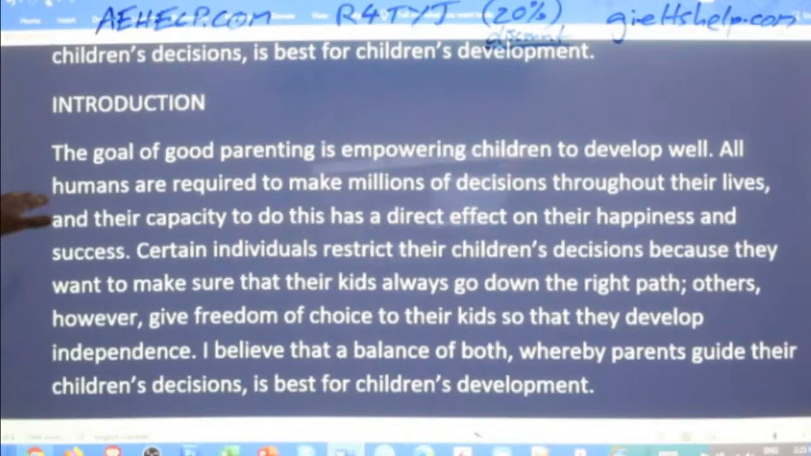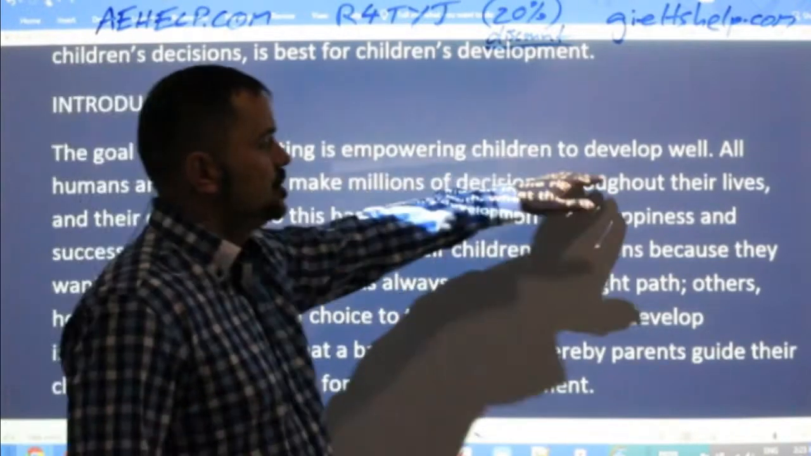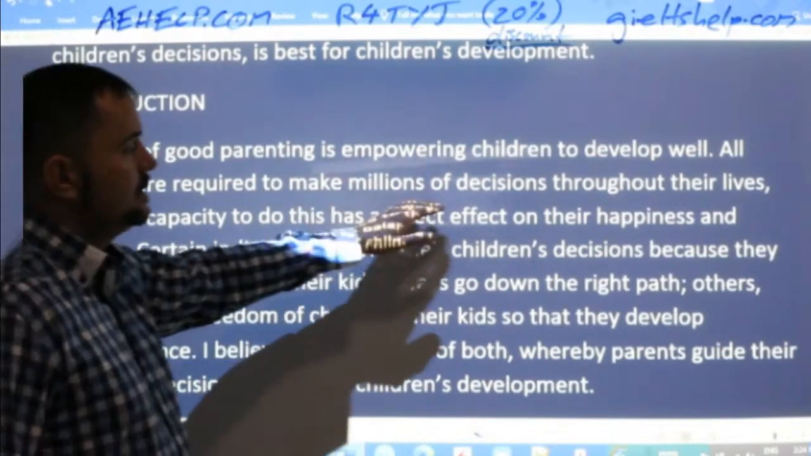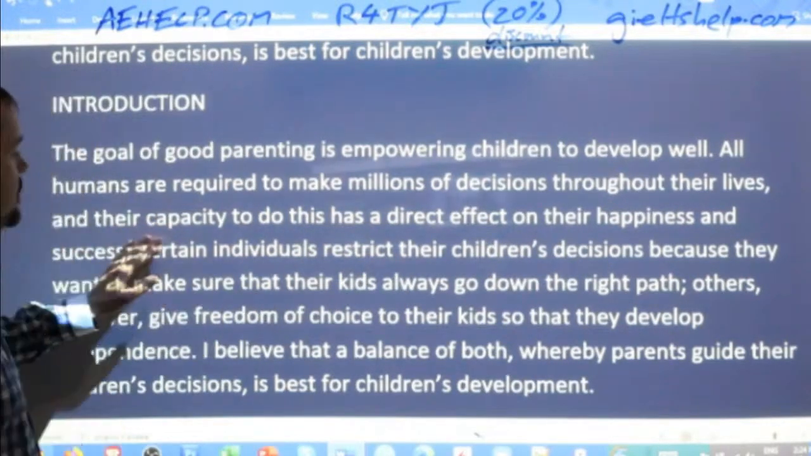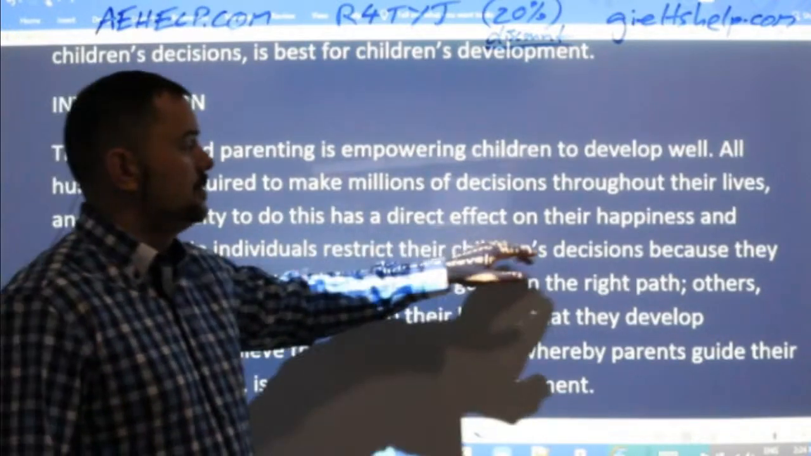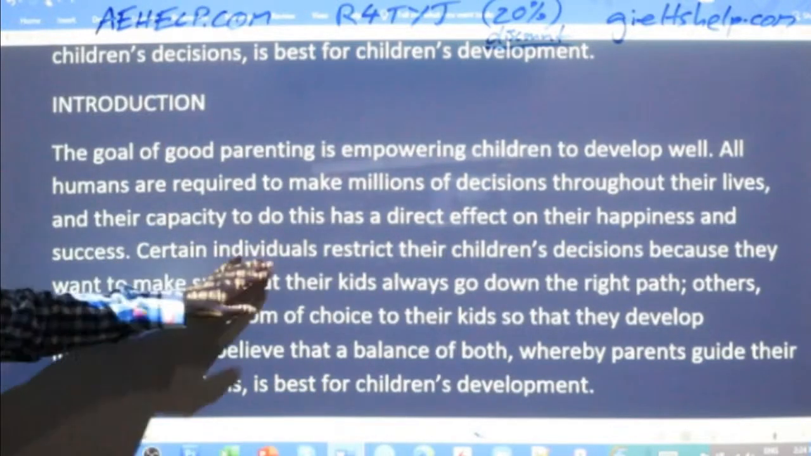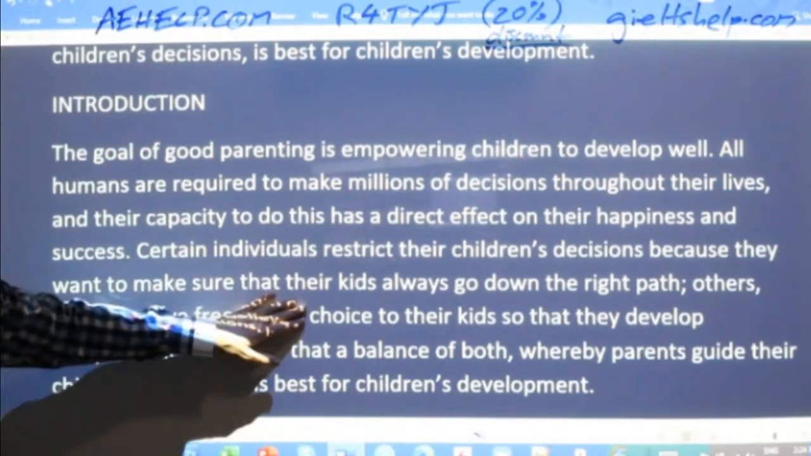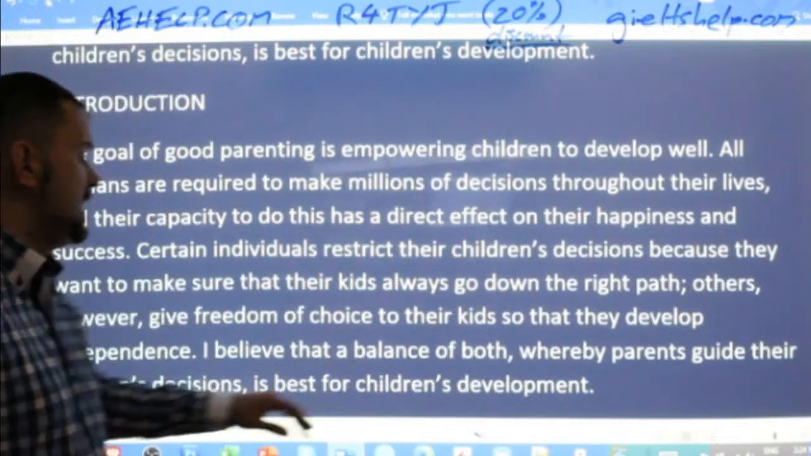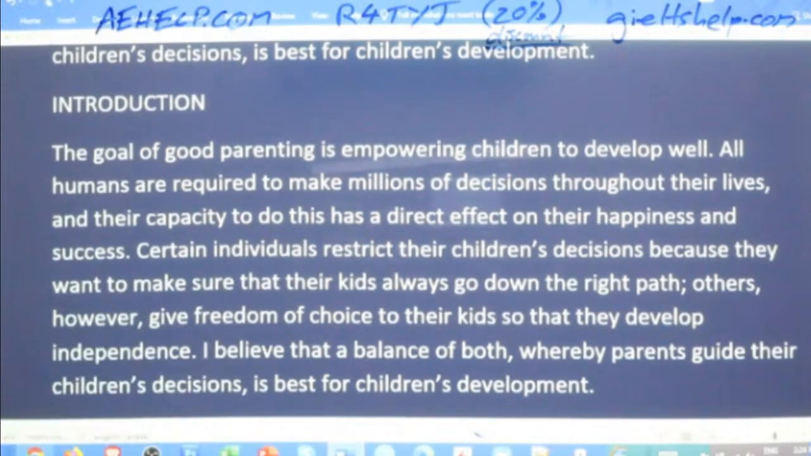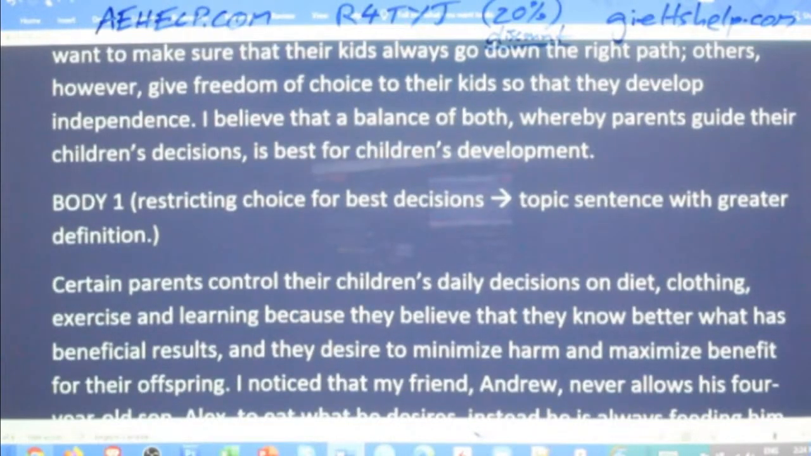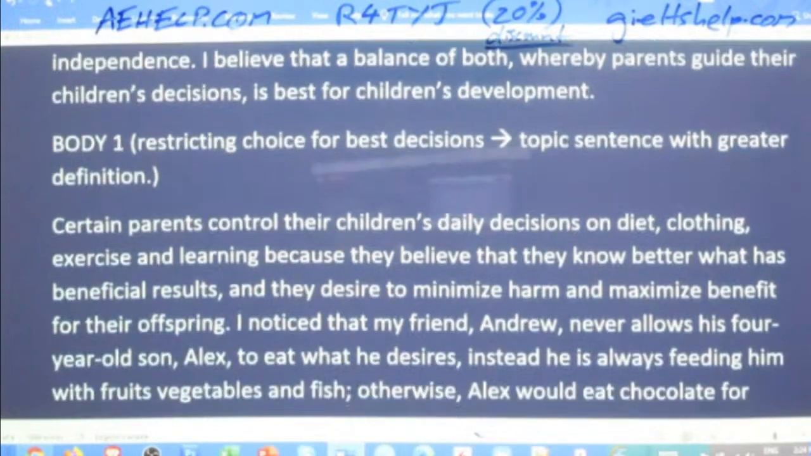Here we go. So the goal of good parenting is empowering children to develop well. All humans are required to make millions of decisions throughout their lives, and their capacity to do this has a direct effect on their happiness and success. Certain individuals restrict their children's decisions because they want to make sure that their kids always go down the right path. Others, however, give freedom of choice to their kids so that they develop independence. I believe that a balance of both, whereby parents guide their children's decisions, is best for children's development.